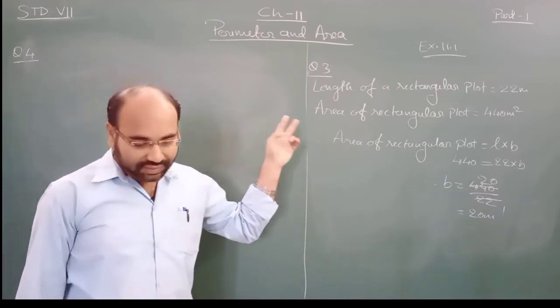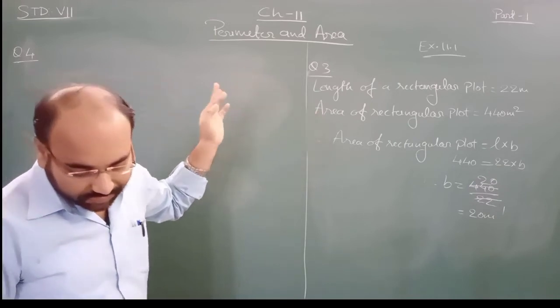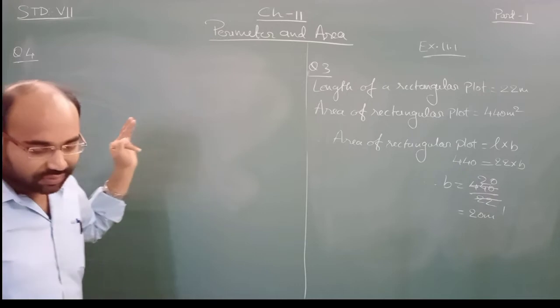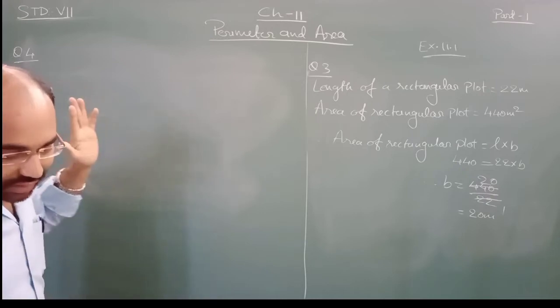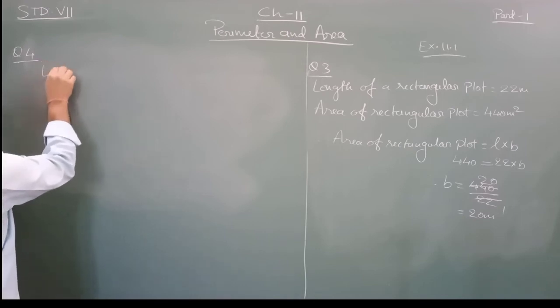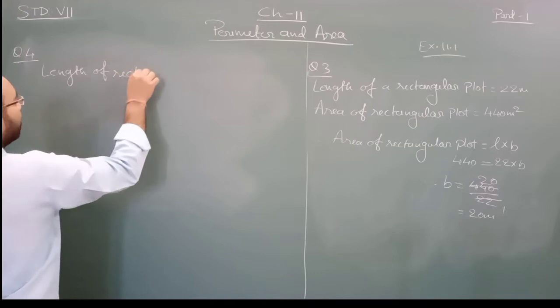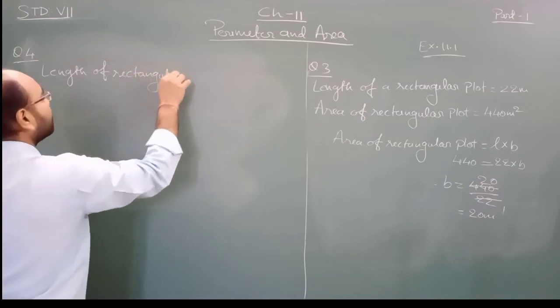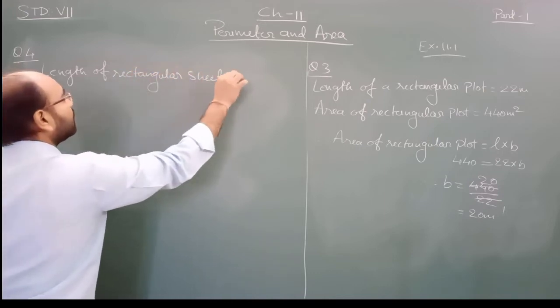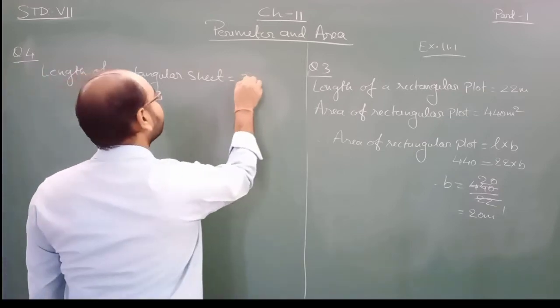First one I completed fully. Second half I had done. Third also half I had done. Half I will do. Fourth one also half only I will do. The rectangle length is being given. The perimeter of rectangular sheet. So length of rectangular sheet that is given as 35 meter.